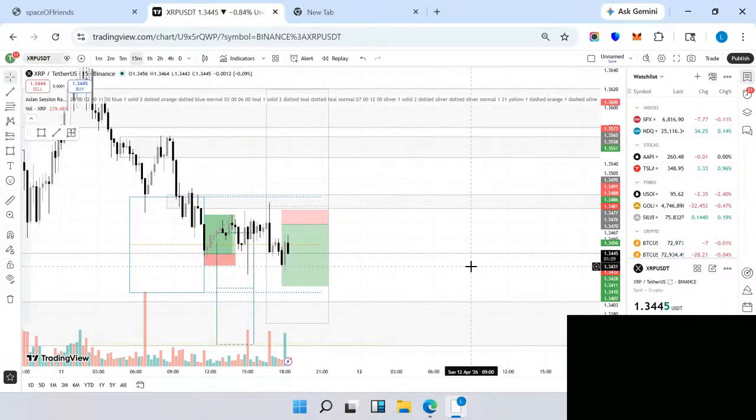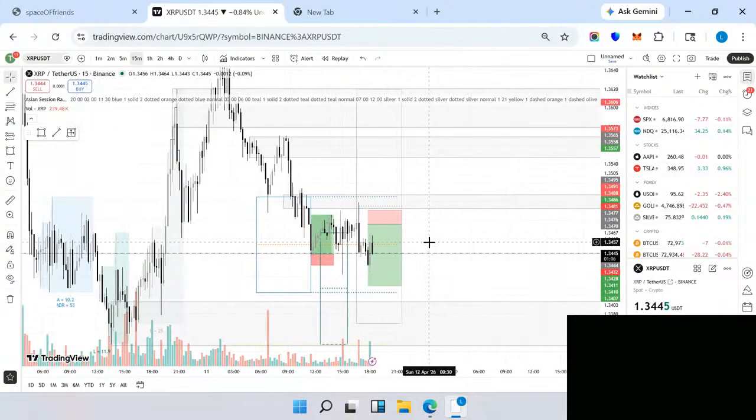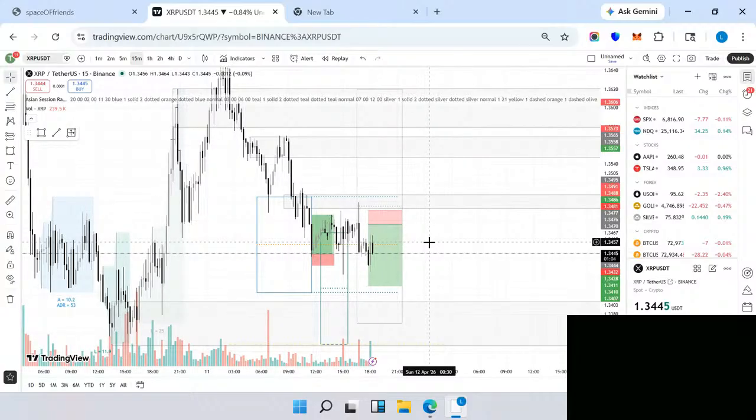So waiting for that entry. If we get that entry, guys, it's gonna be a good setup according to me. Let me check my checklist. I have a checklist too. Okay. First of all, the bias is bearish. Yes, order block is correct.